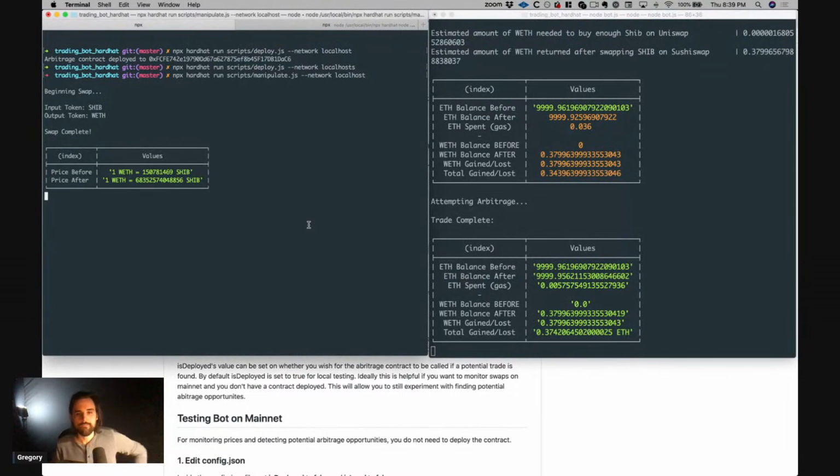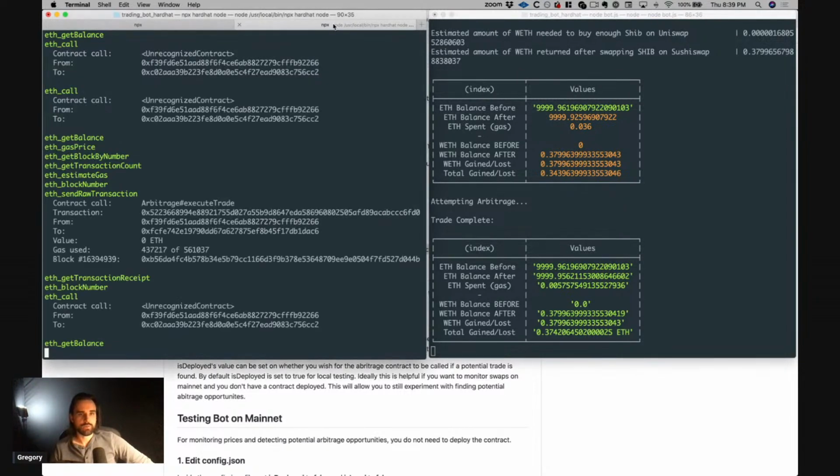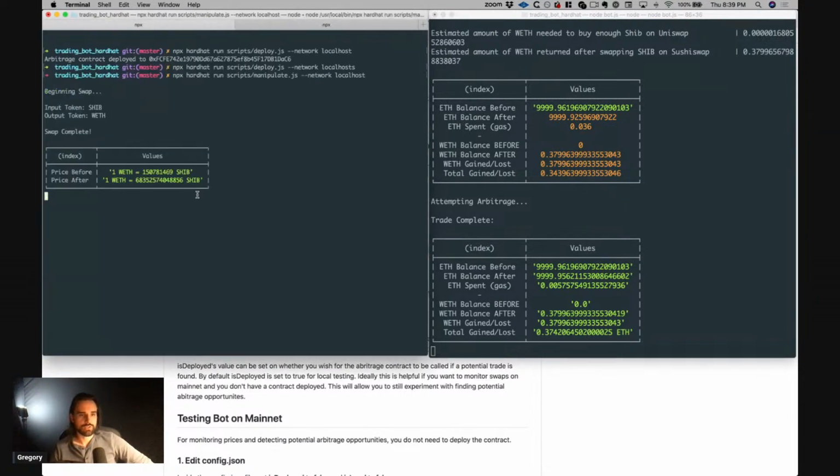All right. So let's talk about what happened. Over here in this terminal window, we've got our blockchain running. We ran the price manipulation script. Here was the SHIB price before: 1 WETH was equal to this. And then we manipulated it to 1 WETH being this many SHIB. So you get way more SHIB per WETH, which means the price of Shiba Inu tokens went down dramatically.